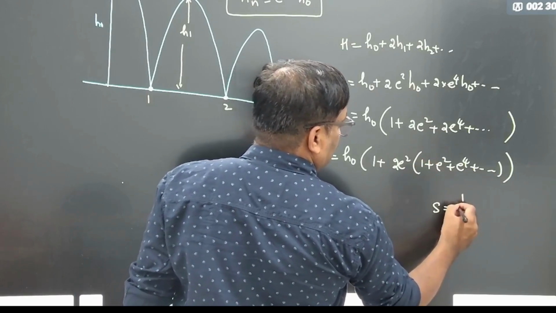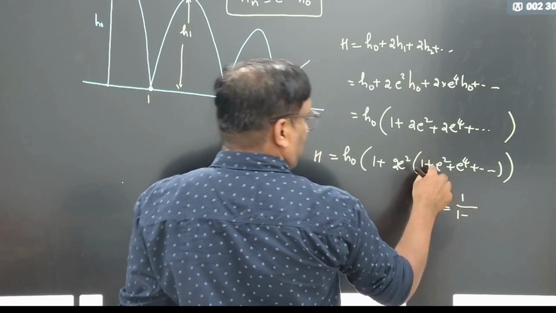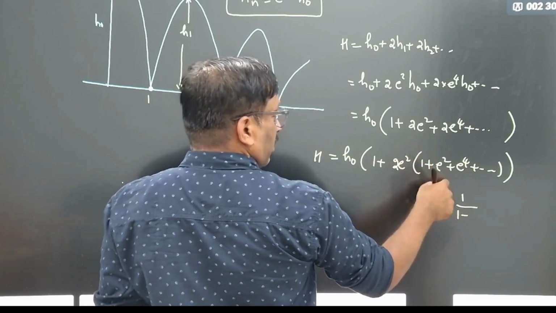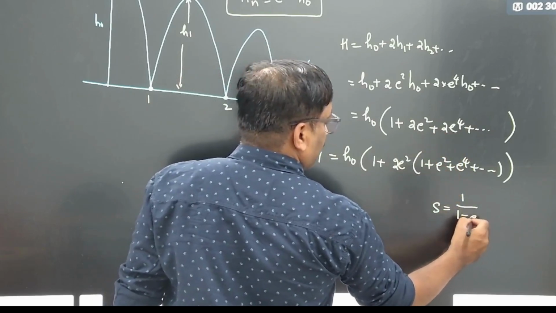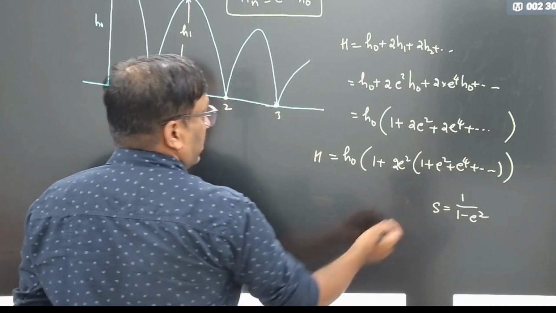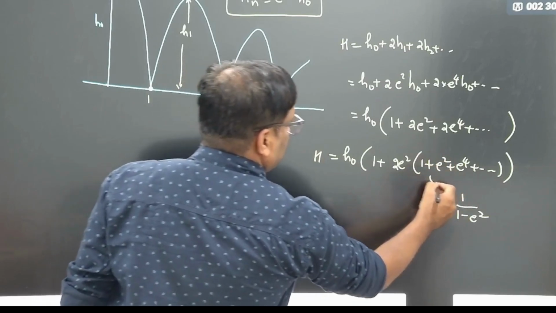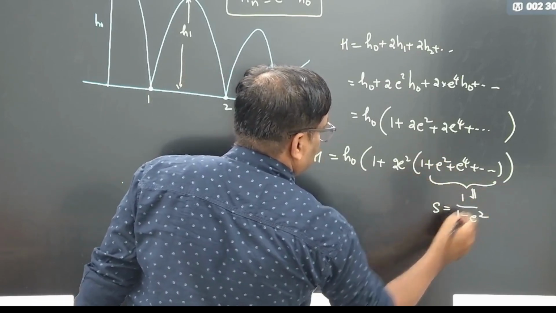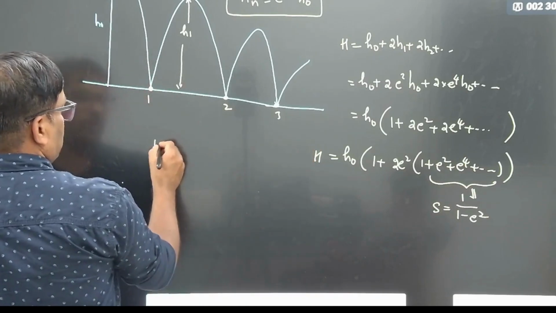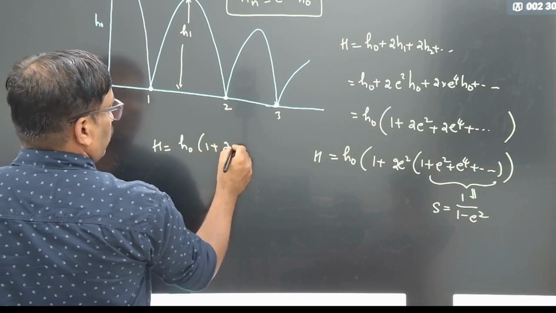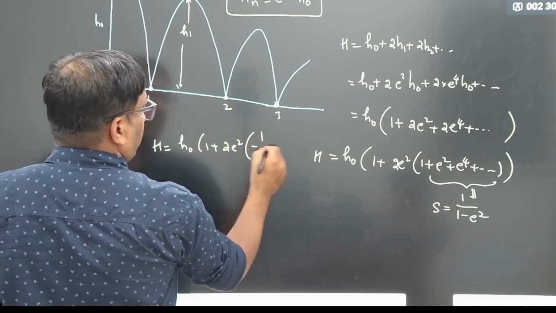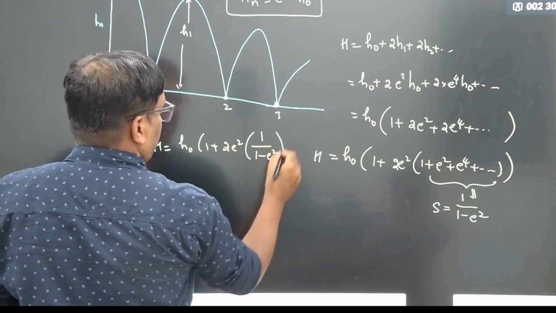The sum is the first term divided by 1 minus the common ratio. The common ratio is e². So the numerator, e² by 1 minus e², you will get e² over 1 minus e². This is the sum of these terms. Clear? So we can write h is equal to h naught into 1 plus 2e² into 1 by 1 minus e².